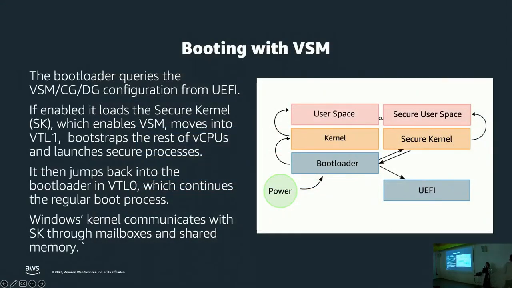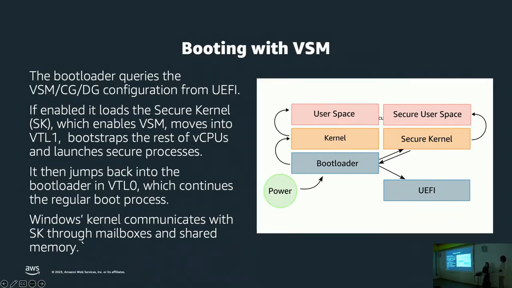How does VSM get enabled? VSM could be enabled by, for example, setting up Credential Guard in your group policy, and then it will actually get activated on the next boot. So in a normal case, when Windows boots without VSM, you have your bootloader that loads the kernel of the normal mode and then launches the user space processes.